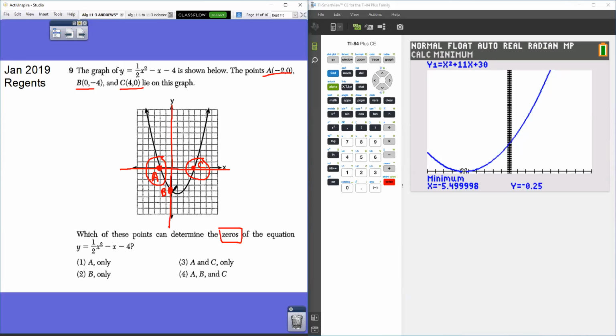B is really the y-intercept. All right, that's really what that point is. This is the y-intercept. But A and C are zeros. So it is choice 3. Questions on that one?